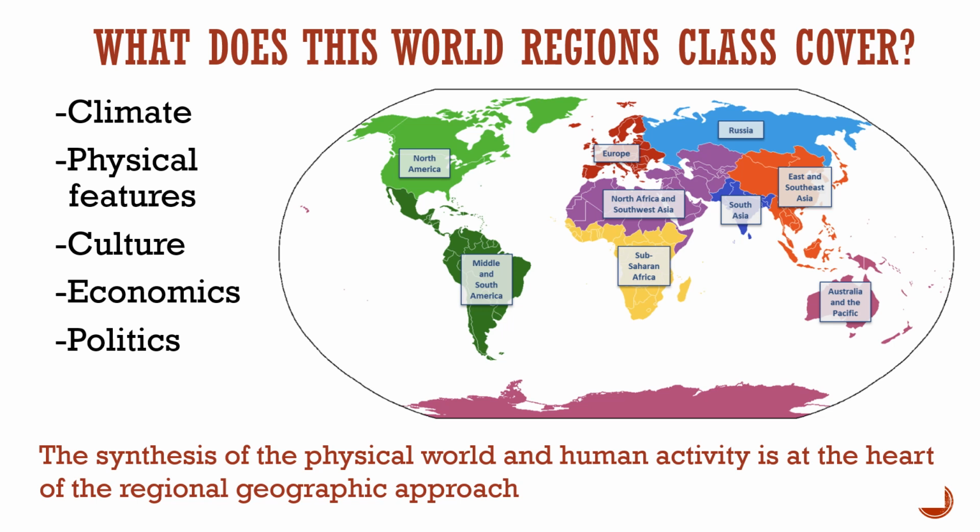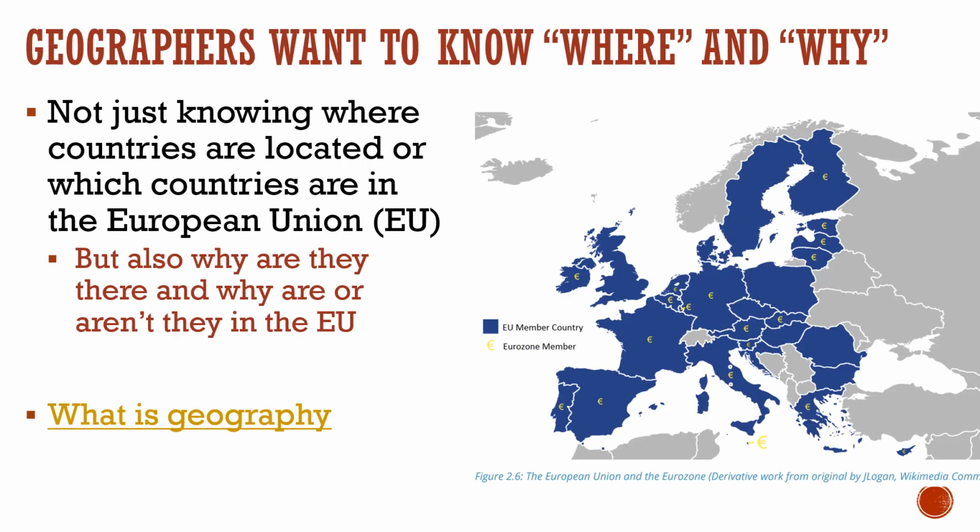Again, the synthesis of the physical world and human activities is at the heart of the regional geographic approach, which is what we are focusing on. That's what your textbook approaches. Geographers want to know not only where things are, so where the different countries are, but also why. Why are people located here? Why is their culture like this? Why is their economy like this?